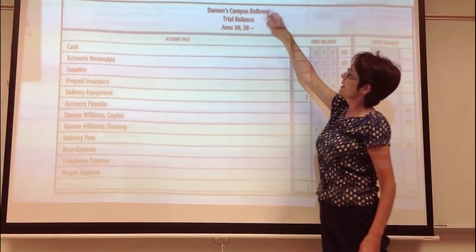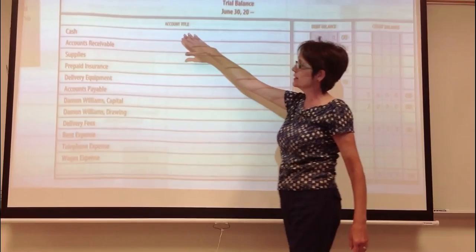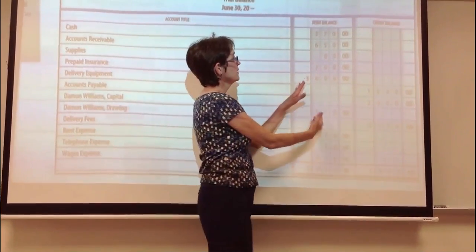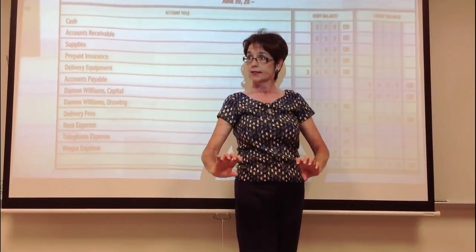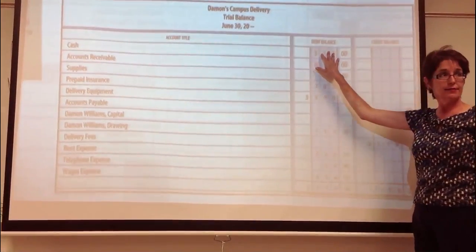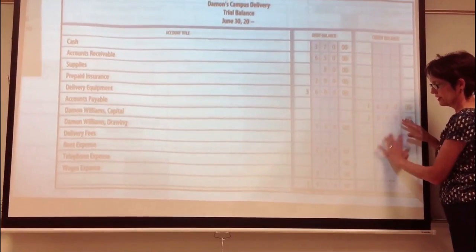The name of the company, the name of this statement, the date of this statement, and then it's going to list all of my accounts and separate them, debit and credit. These are the balances at the bottom. So you can see that cash has a debit balance. Accounts receivable has a debit balance. So you're going to be able to look at this fairly quickly.